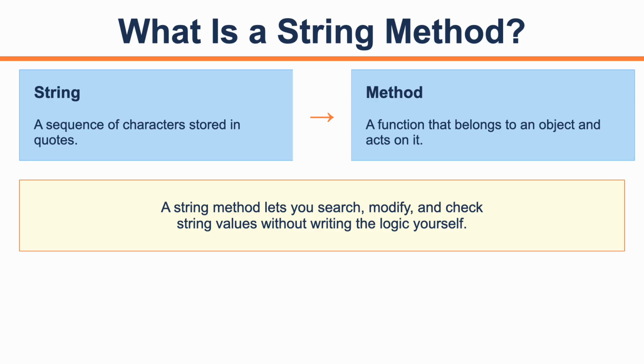A string is a sequence of characters. Python gives you built-in methods to work with strings. A method is a function that belongs to a string. It lets you search, modify, and check string values without writing the logic yourself.